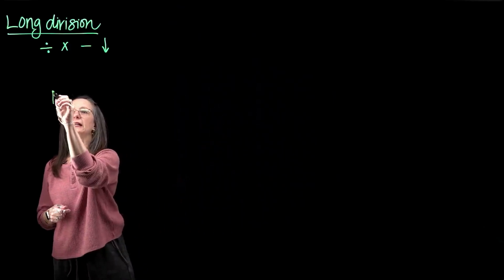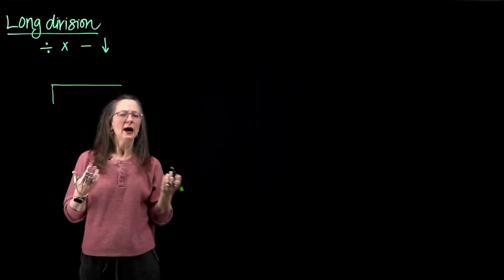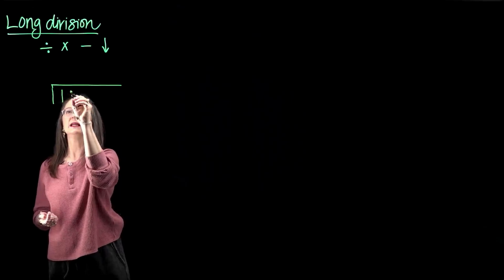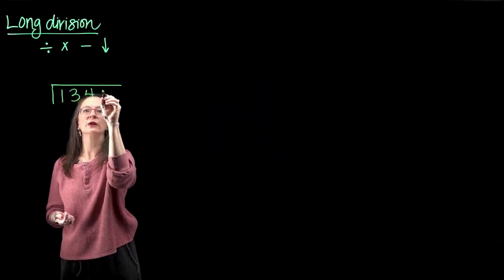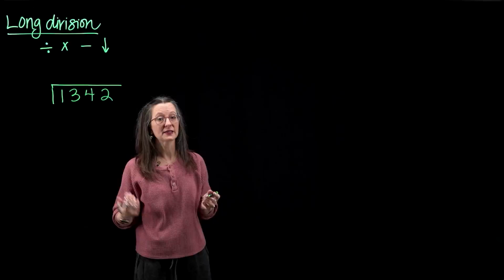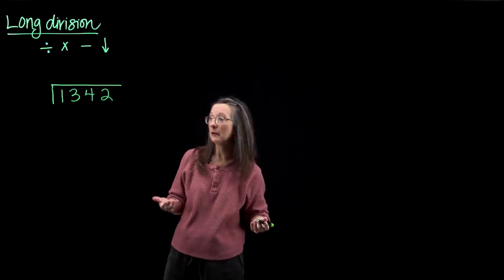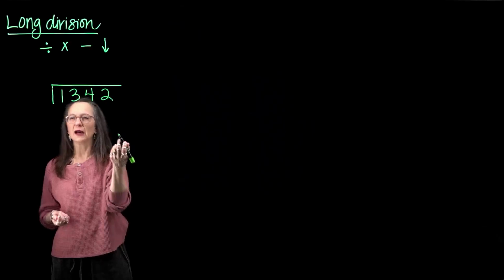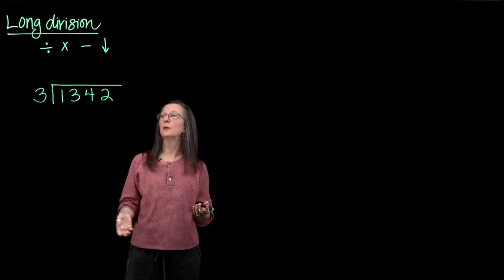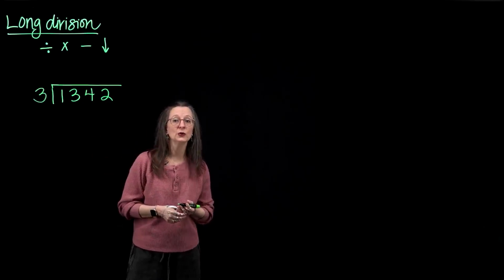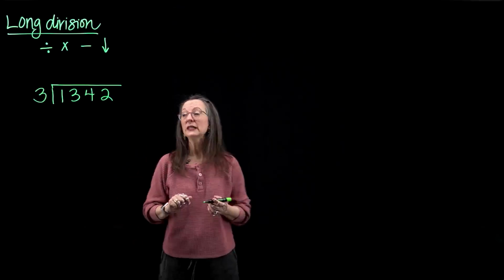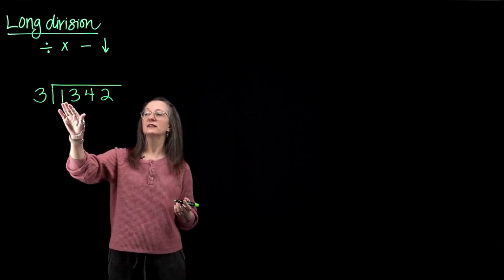So inside my division symbol, I'm going to write the number that I am dividing. For this example, we're going to make it 1,342. And then on the outside, I'll write the number I'm dividing by. For this example, I'm going to make it 3. So I am doing the division problem, 1,342 divided by 3.